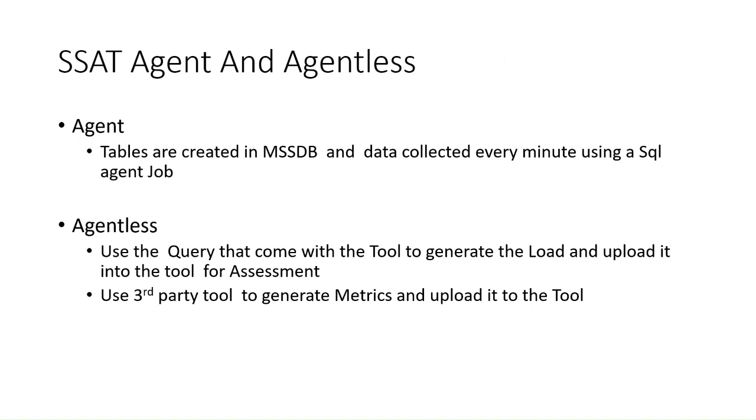The tool has the capability to run as an agent or agentless. Agent, we just discussed: this is the one that creates a job, collects information, and puts it into the tables in the MSDB. Agentless is for when you have limitations or security restrictions and you cannot run an agent or create tables. There is a query that comes with the tool. You can load that query into Query Analyzer and run it for 1, 2, or 3 minutes, it's really up to you, and it will create an output. That output can be saved as CSV and moved to the tool, and the tool will run offline and give you the recommended right-sizing for your instance and your workload.